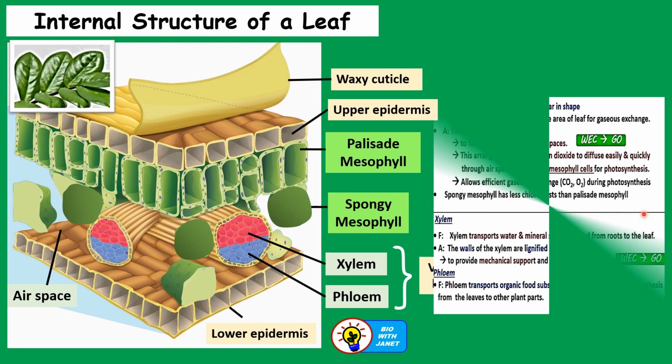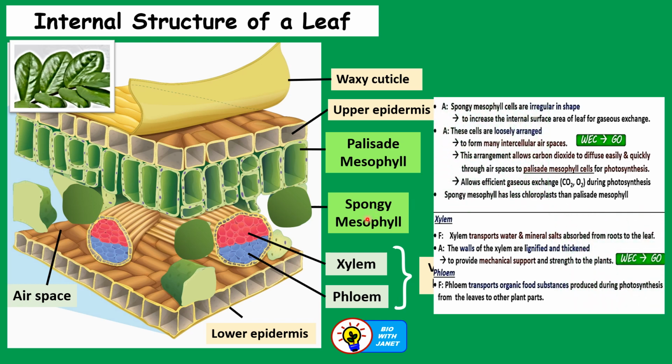Now next we come to another cell called the spongy mesophyll cells. These cells are irregular in shape to increase the internal surface area of the leaf for gaseous exchange. So their shape is not like a cuboid like the palisade mesophyll cells. They have irregular shapes to increase the internal surface area. And the arrangement of the spongy mesophyll cells is also different from that of the palisade mesophyll cells. Spongy mesophyll cells are loosely arranged compared with palisade mesophyll cells that are tightly packed.